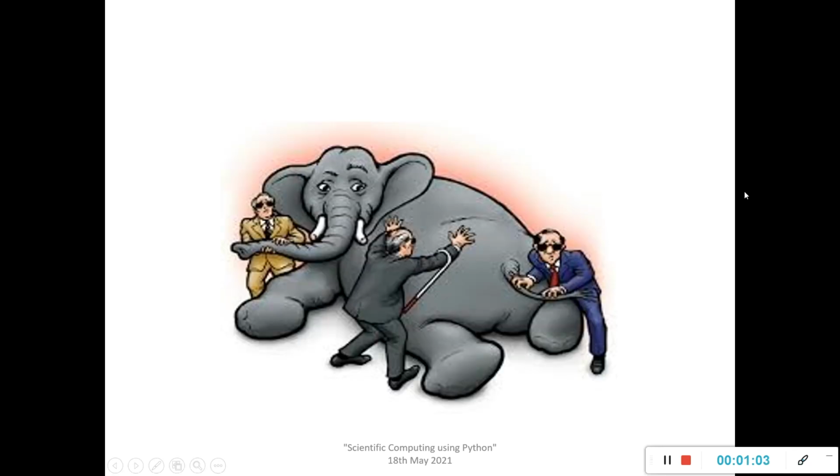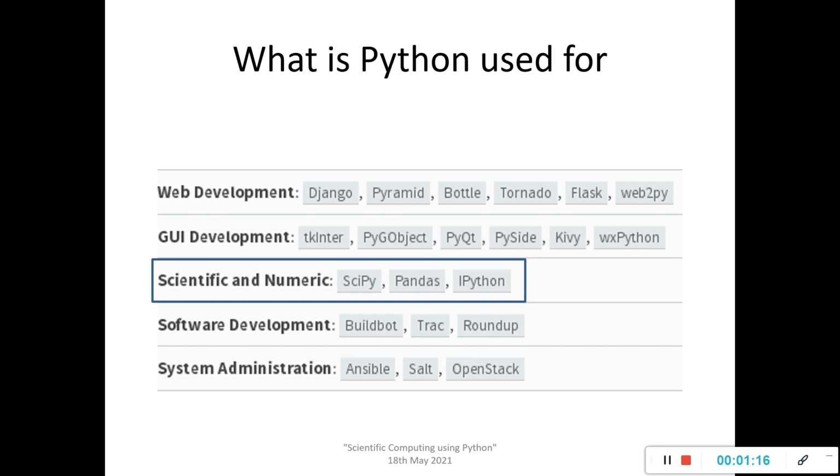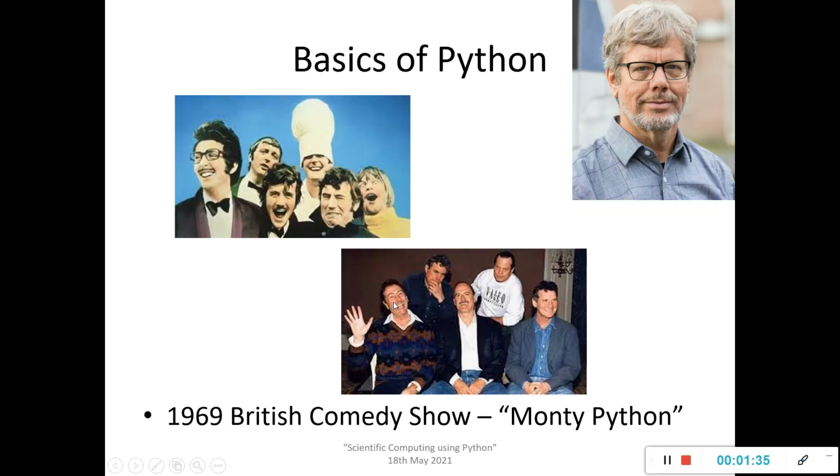Well, if one has to look at Python, this is what we remember. Depending on what part of the body of the elephant you touch, you are going to describe it as one. So Python is like a giant. It has many aspects. It can be used for web development, graphical user interface development, scientific and numerical computing, software development, system administration, and so on. In this talk, I'm going to focus on those features of Python which are used for scientific and numerical computing.